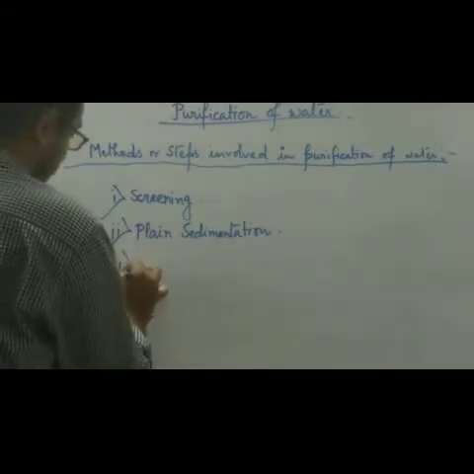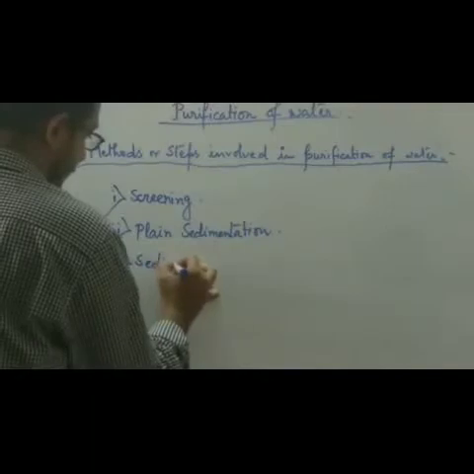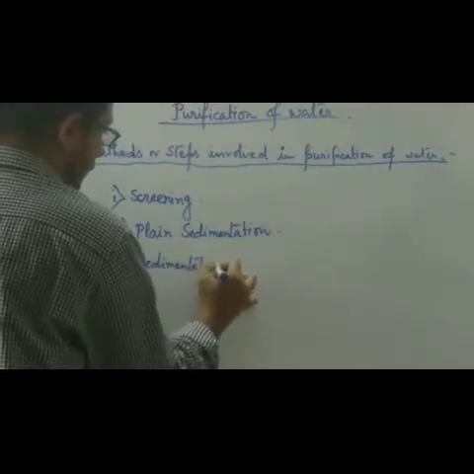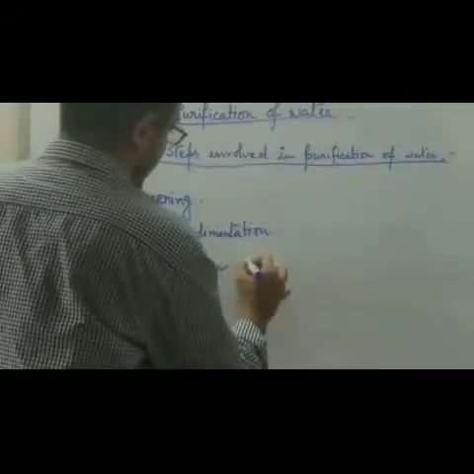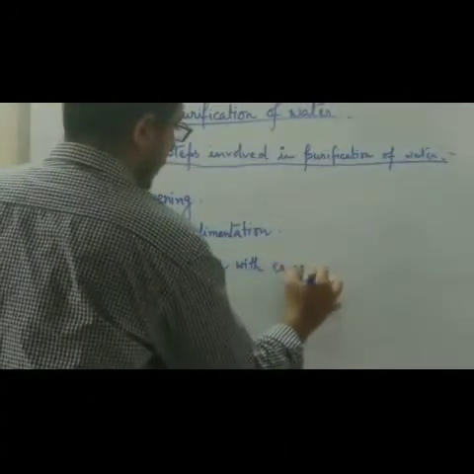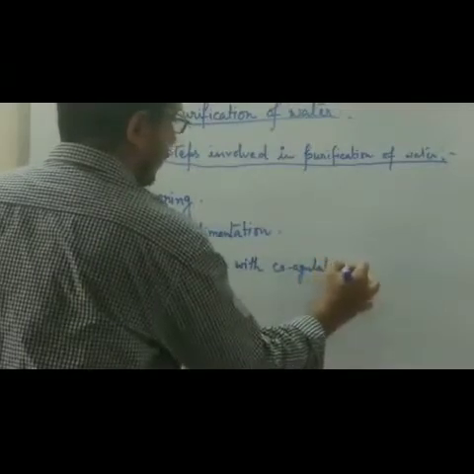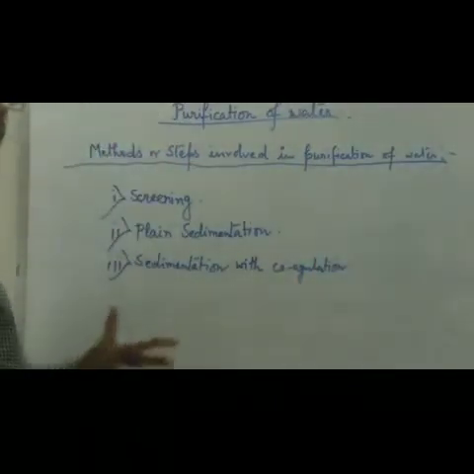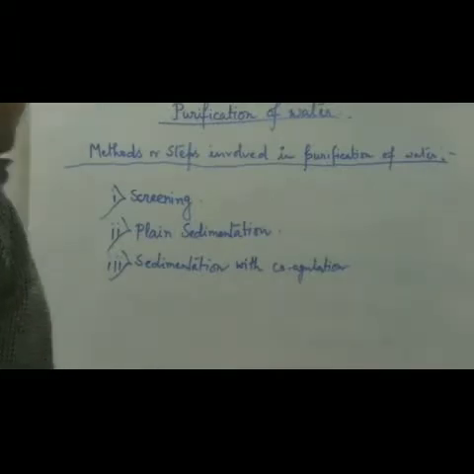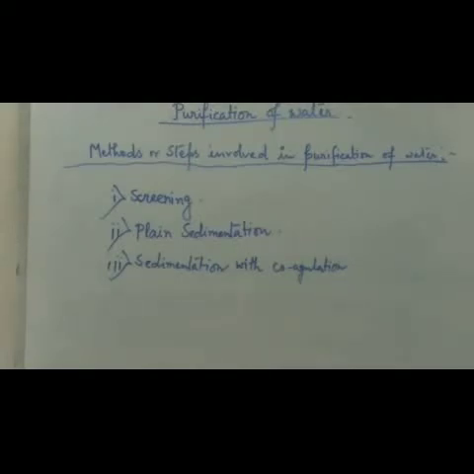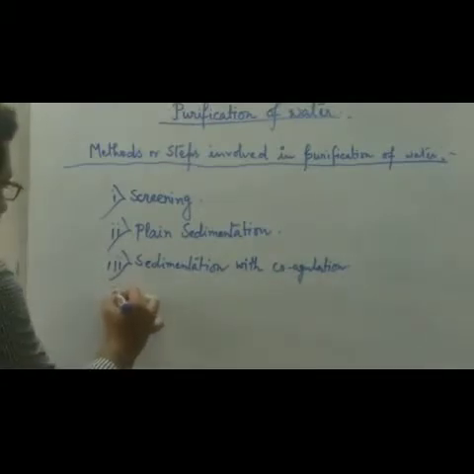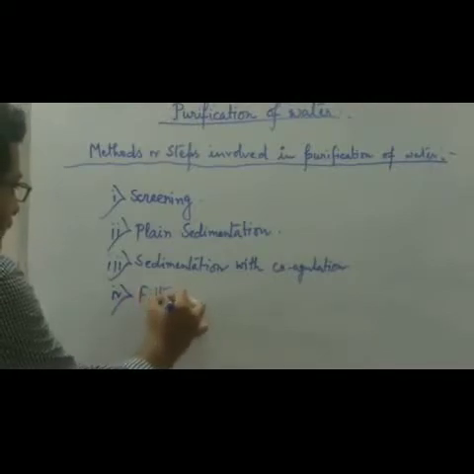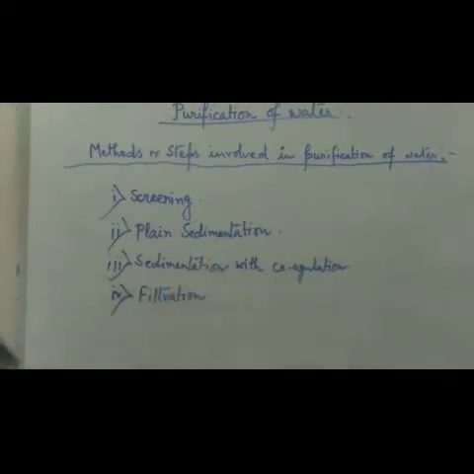So please write down the third step, that is sedimentation with coagulation. By this method we add some coagulants such as alum, and it helps the suspended particles to form a fluff particle. And the fourth step is filtration.